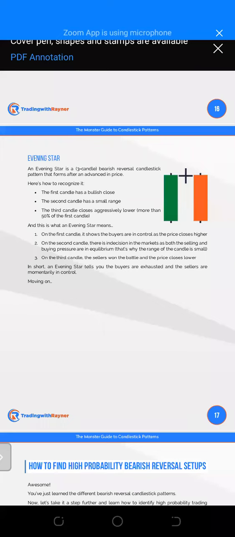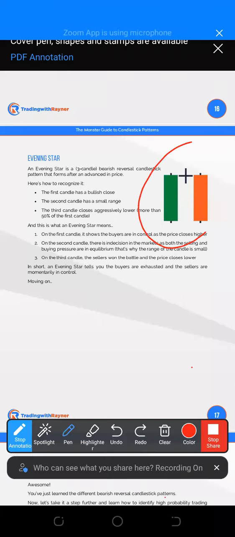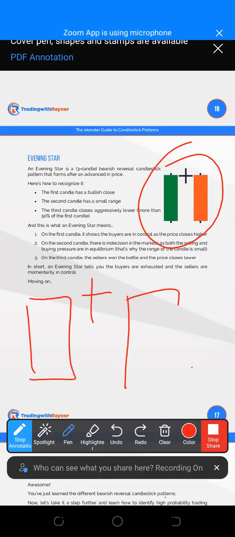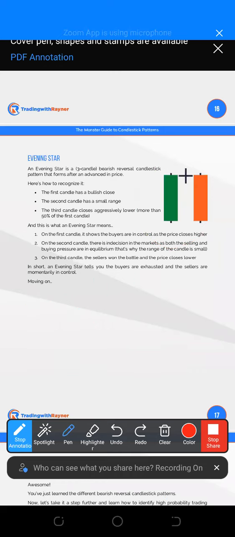Moving forward, we're talking about evening star. Evening star is just the opposite of a morning star. Looking at this candle now, at first you have a green candle followed by a doji, then followed by a red candle. On the evening star, the first candle has a bullish close, the second candle has a small range, then the third candle closes aggressively lower, more than 50% of the first candle.